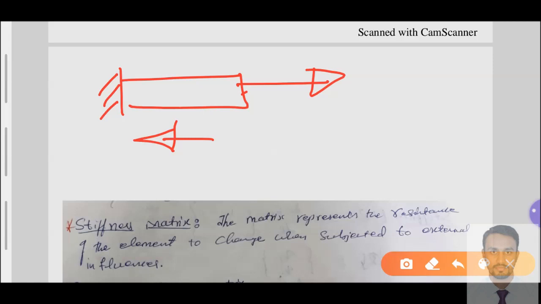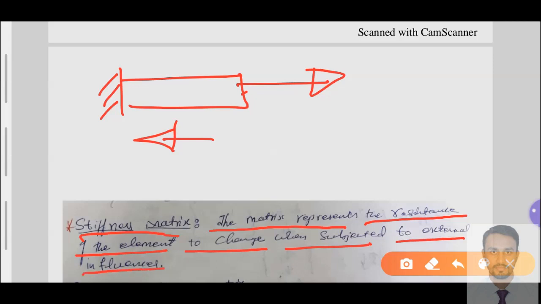So we are not learning the continuum mechanics. So that stiffness we are getting here. So we want to get the definition of the stiffness matrix. What we have is the stiffness, and that stiffness we need to convert in terms of a matrix. What is the definition of the stiffness matrix? First we'll learn now. The matrix that represents the resistance of the element to change when subjected to an external influence is called the stiffness matrix.